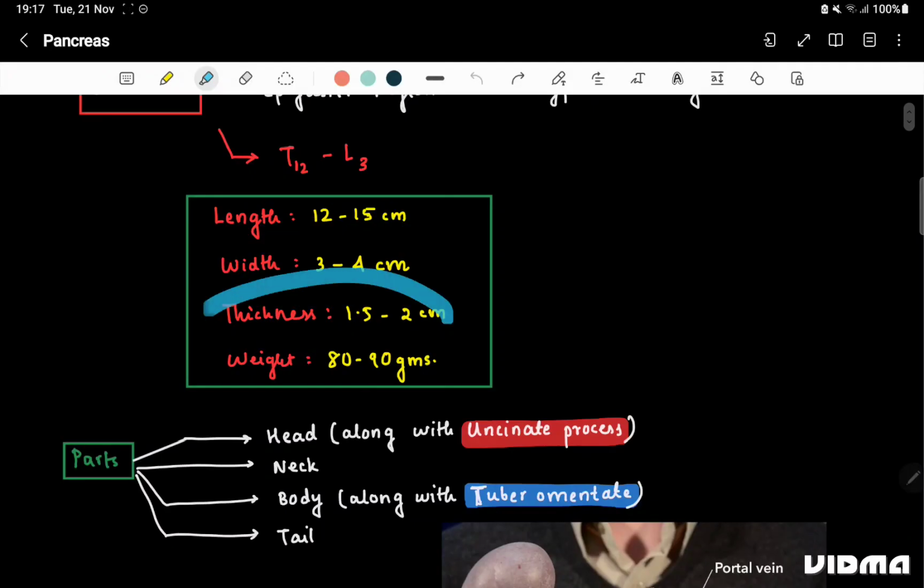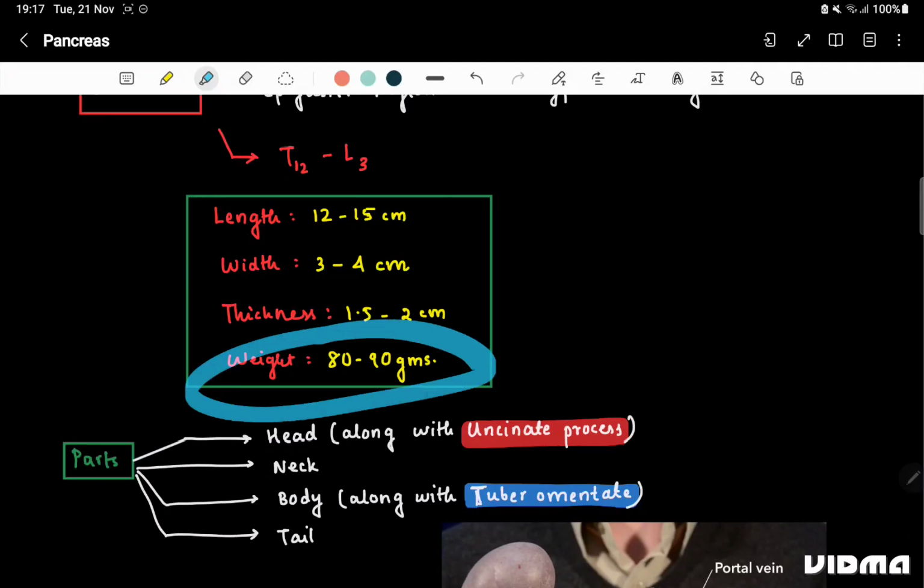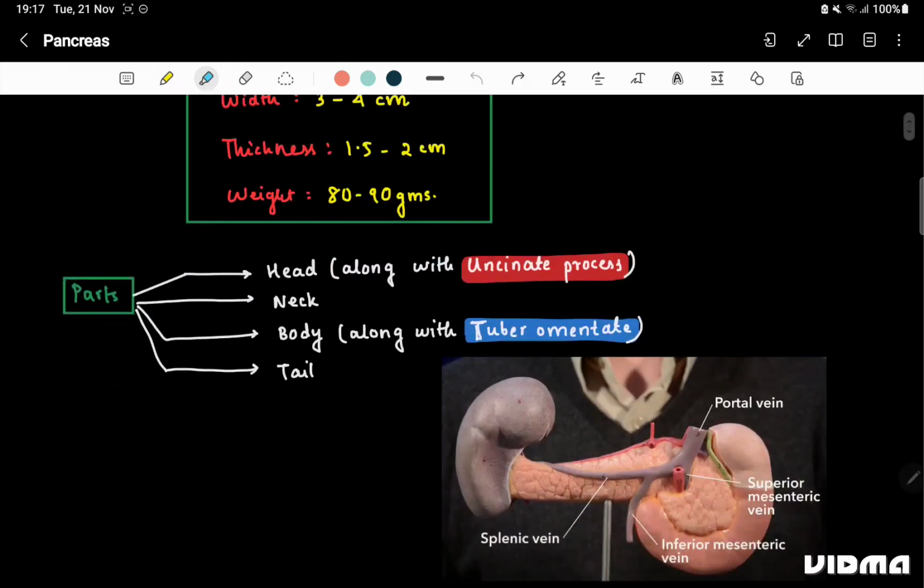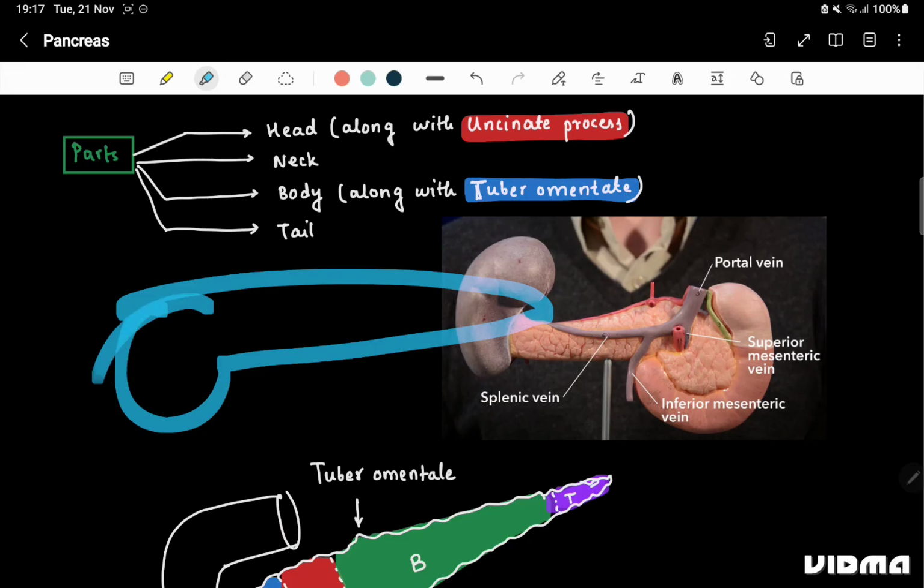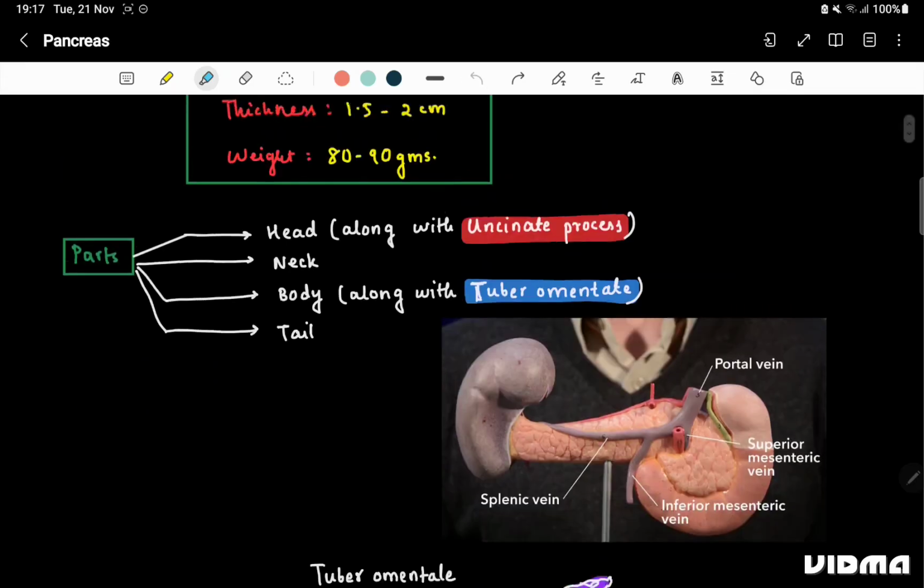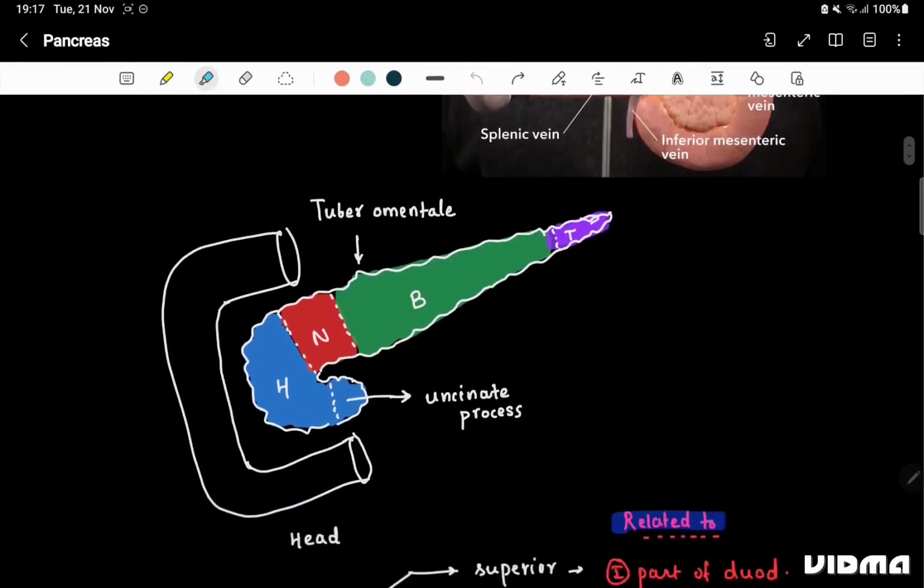Width is 3 to 4 cm, thickness 1.5 to 2 cm, and weight is 80 to 90 gram or 70 to 80 gram. What are the parts? We have the head, neck, body, and the tail. Head contains your uncinate process. You might have observed the pancreas like this, and this part is called your uncinate process. Neck, body, and the tail. Body has your tuber omentale, and your tail. So this is about your parts.